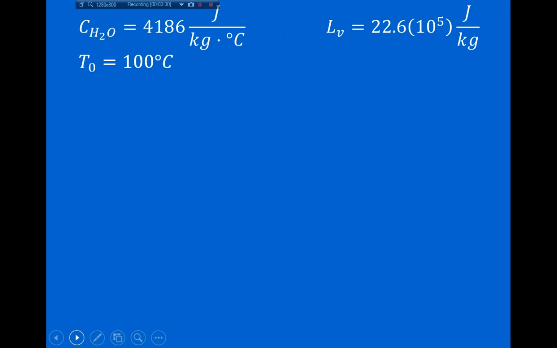So if the water starts at 100 degrees Celsius, the problem is pretty simple, because 100 degrees Celsius, remember, is the boiling temperature for water. So whenever we add heat to the water, because it's already at the boiling temperature, all of this heat is going to go into boiling the water away.